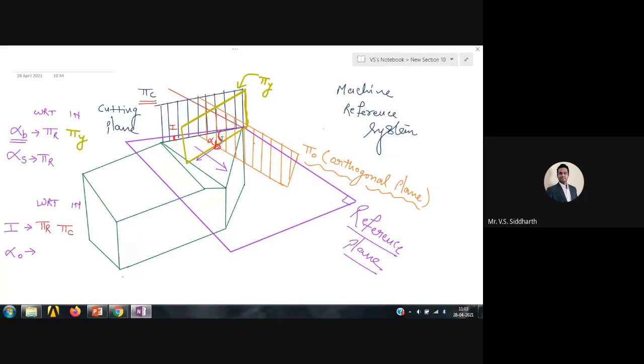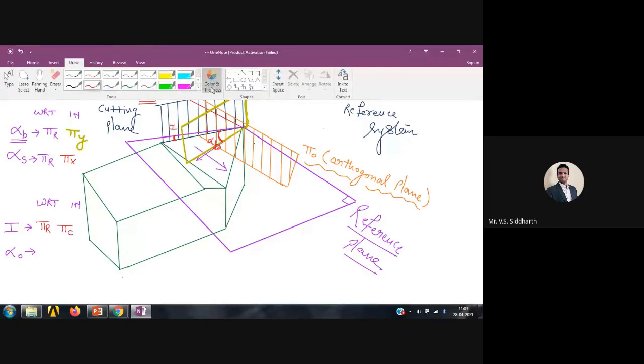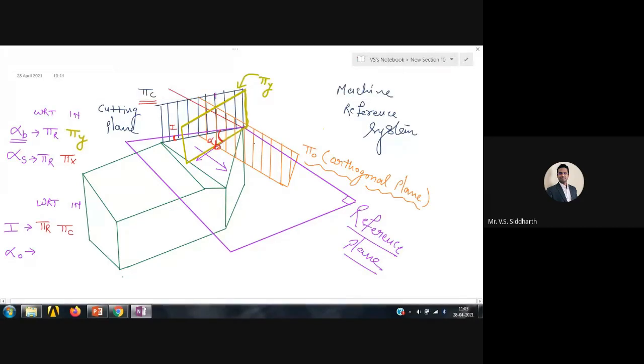Now we will discuss the side rake angle. Side rake angle we measure in the pi r plane, and we measure with respect to the pi x plane. So where is the pi x plane? The pi x plane will pass somewhere around here, like this.